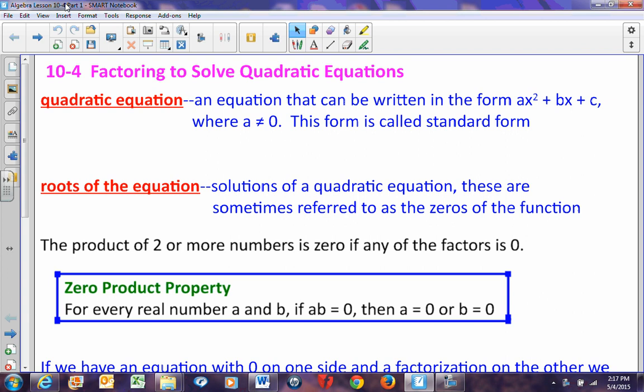Something very important: the product of two or more numbers is 0 if any of the factors is 0. That's important. So if I have 5 times 0, that's 0. If I have 0 times 3, that's also 0. As long as I'm multiplying things together, if any one of the factors is 0, the entire product is 0, because that's what multiplication by 0 means.